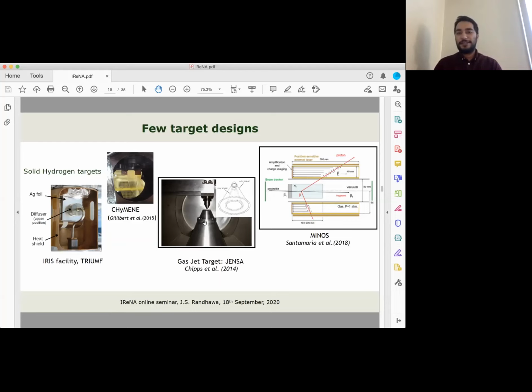And then there are other gas targets like the JENSA gas jet target, which can produce a jet of gas and also a very small reaction vertex. When you reconstruct your reaction, it's very advantageous. And other detectors are like MINOS, where you have liquid hydrogen, and then you track the particles outside the detector and trace back the vertex.